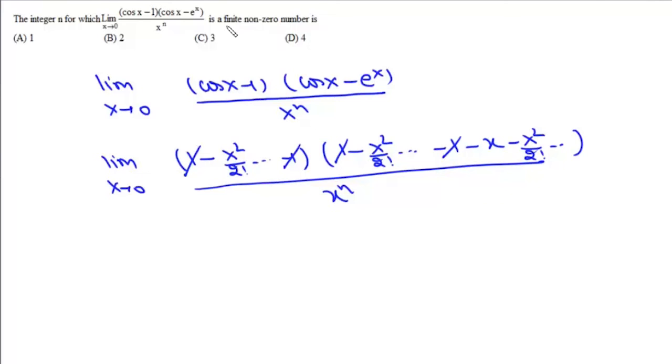Now for this limit to have a finite non-zero answer, the minimum power of x in the numerator must be the same as the minimum power of x in the denominator, as this is limit x tends to 0. Now the minimum power in the numerator will be this x square getting multiplied with this x. So in the numerator, the smallest power of x is 3. So in the denominator also, the smallest power must be 3. That is the value of n, it should be 3, and that's your option C.